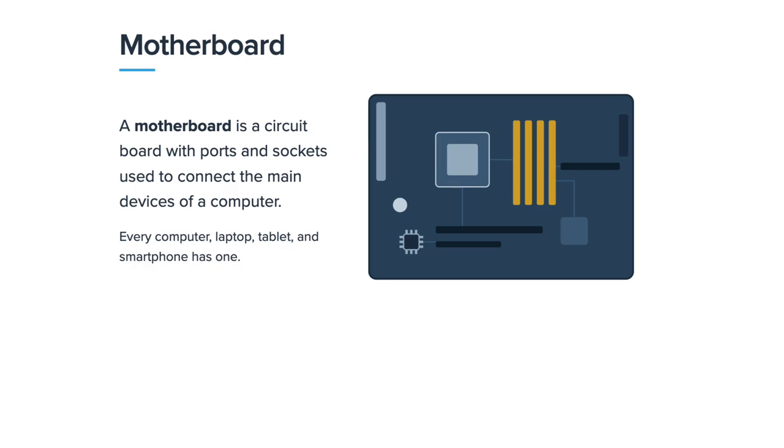First up is the motherboard, the part that every other part plugs into. A motherboard is a circuit board with ports and sockets used to connect the main devices of a computer. Every computer, laptop, tablet, and smartphone has one. See those slots and sockets in the diagram? Each one is a parking spot for a component we're about to meet.